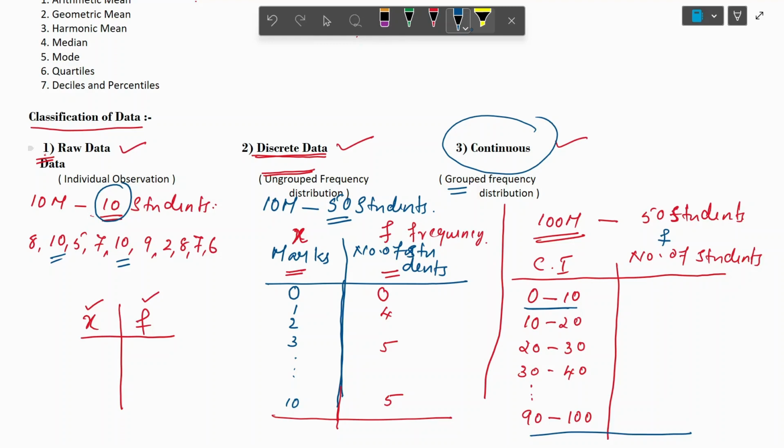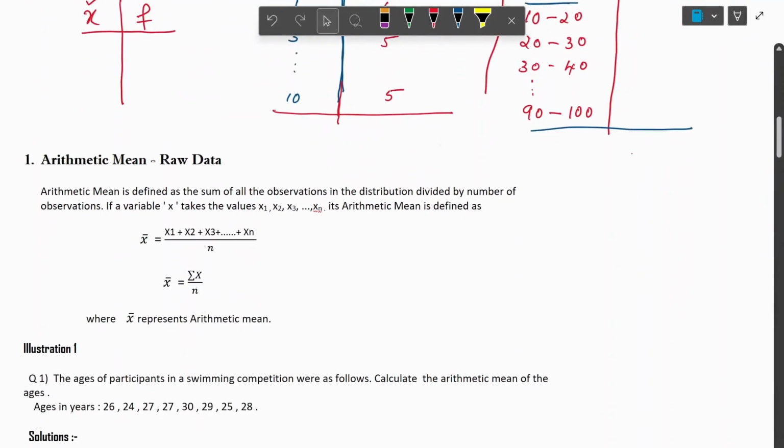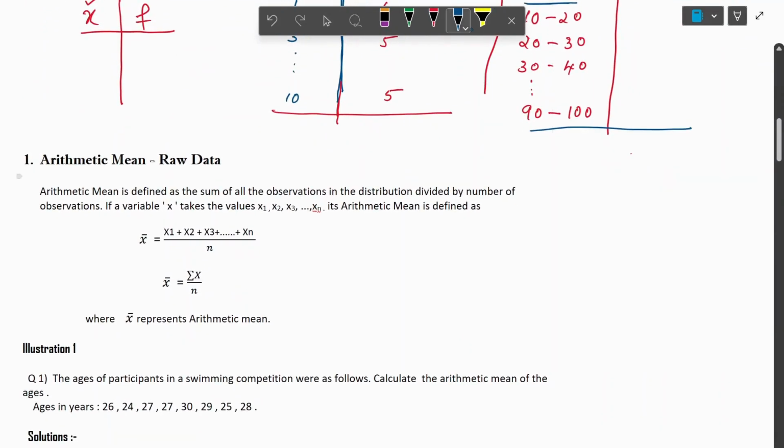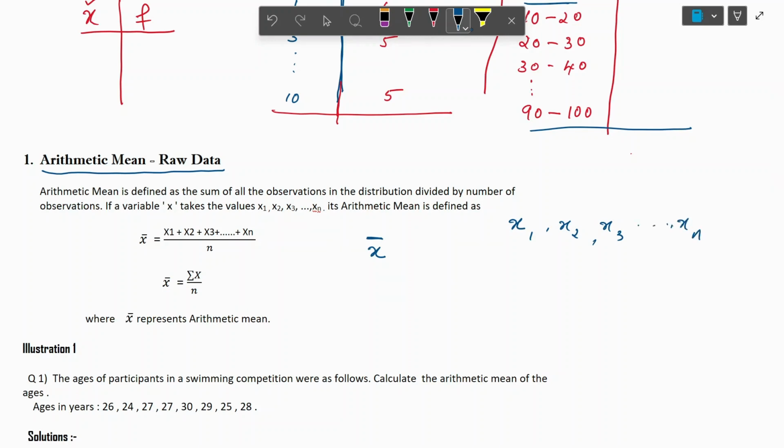Now let us learn how to find the arithmetic mean for raw data. This is the first one: calculate the arithmetic mean for raw data. Now you know how to represent the data. For calculating the arithmetic mean, first we need to learn that the arithmetic mean is represented by x bar, because we are taking the values of x, that is x1, x2, x3, etc., up to xn. Above I have taken the values 1, 2, 3, 4, 5. Here in general, we are talking about x1, x2, x3 and xn.